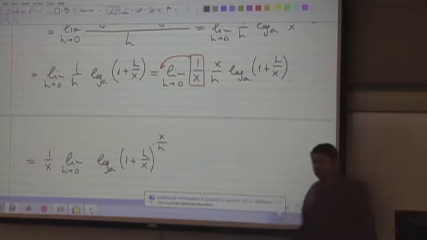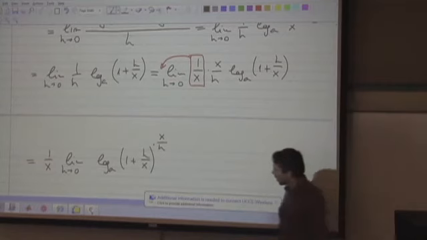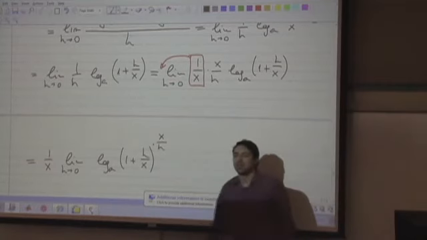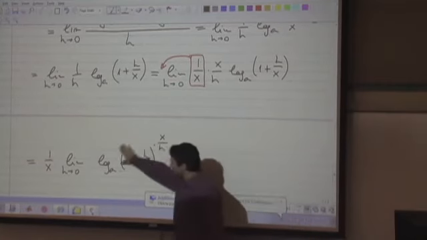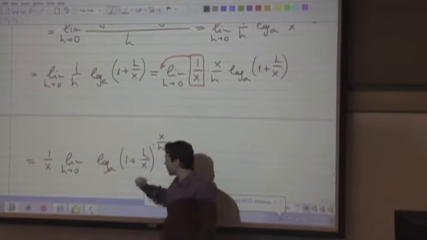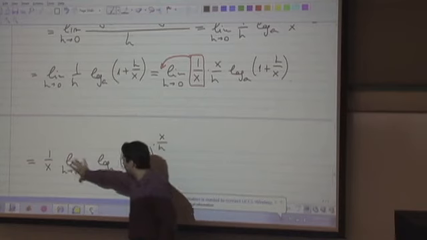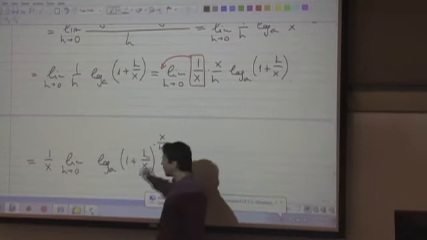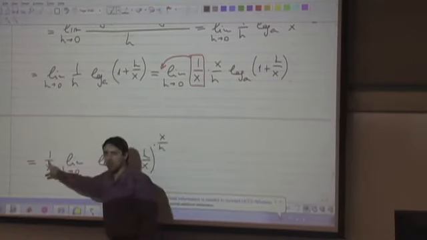Now, this is the argument of log, and that is multiplied by that limit. This is the limit of this. So the only multiplication happens right here. It's 1 over x times the limit.